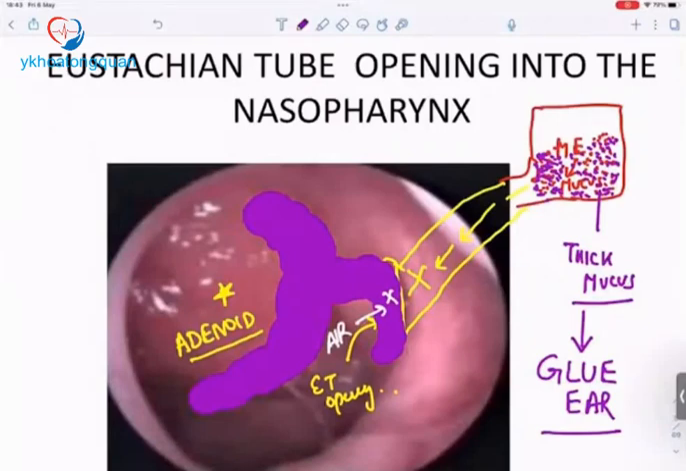And the most common cause of Eustachian tube blockage is adenoid hypertrophy, meaning increase in the size of the adenoid, which is blocking the Eustachian tube opening. And that is not allowing the mucus to come down to the throat, and that mucus becomes thick, and that thick mucus is called glue ear.